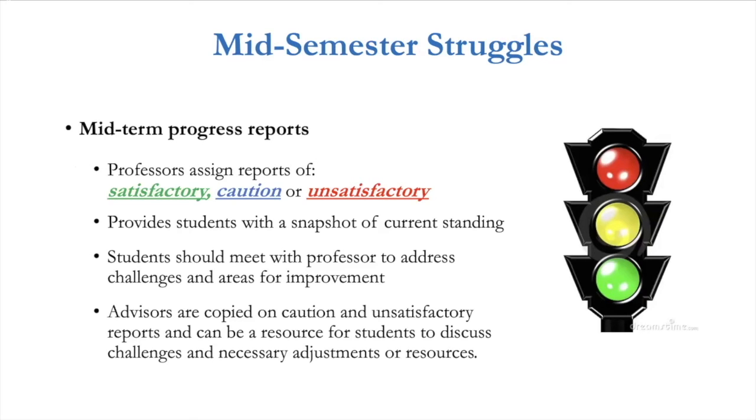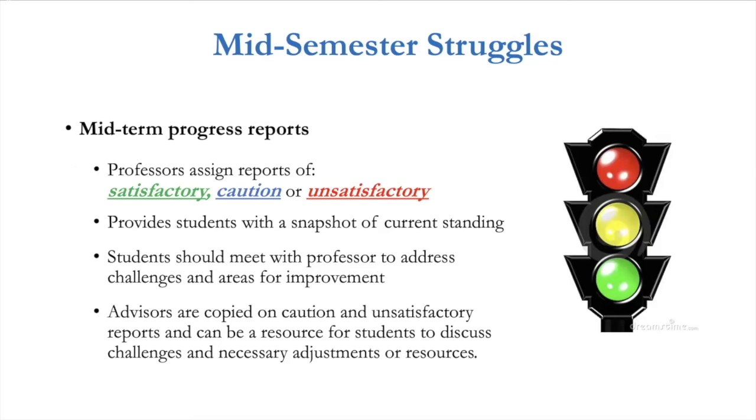Around the middle of the semester, you'll get a notification from Records and Registration to fill out midterm progress reports. Professors assign reports of satisfactory, caution, or unsatisfactory. This gives students a snapshot of their current standing and allows them to know how they're doing.